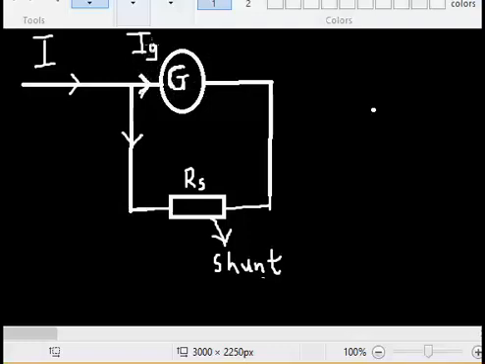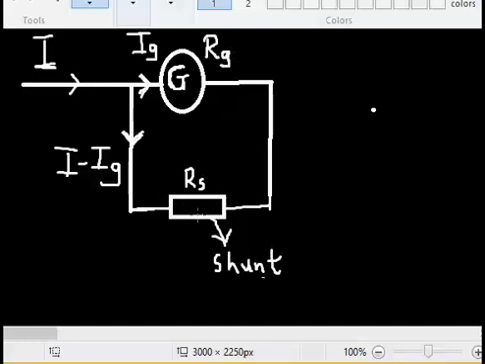I use Ig to represent that. Then the excess, and of course, how do I get the excess? The total current is I. The maximum entering the galvanometer is Ig. So the excess that will now enter into the shunt resistor is going to be equal to I minus Ig. That is the current entering into the shunt. Don't forget that the galvanometer will still have its internal resistance, Rg.